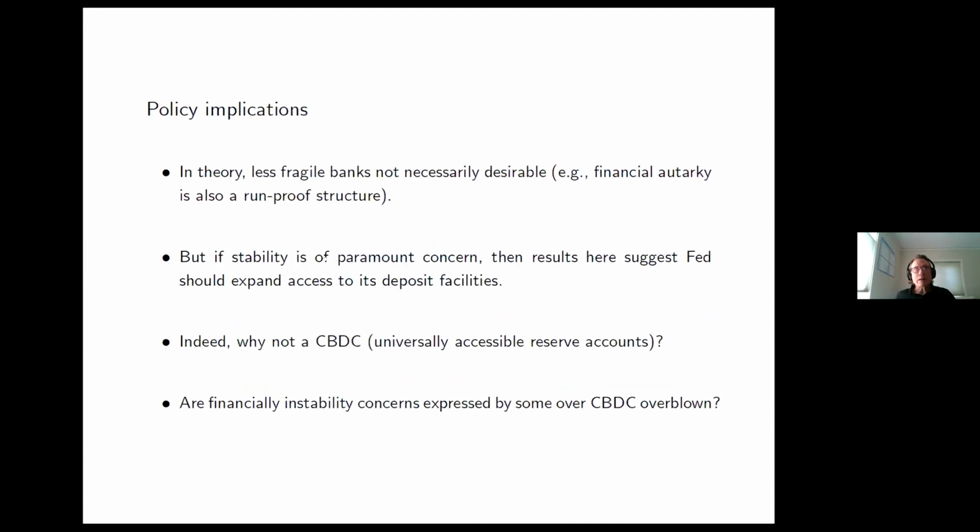But what I like about the paper is it has some nice policy implications. We should keep in mind, in line with these models that I'm familiar with, that less fragility is not a priori desirable. There could be trade-offs involved, and we should always be aware of that. We shouldn't take stability as axiomatic, I don't think. To give an extreme and silly example, financial autarky is also a run-proof equilibrium, but I don't think that we're going to promote financial autarky for financial stability purposes alone.